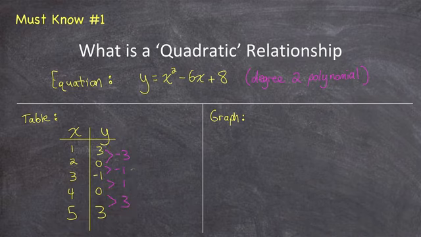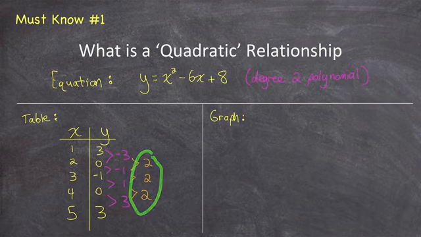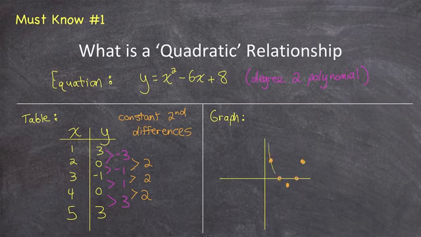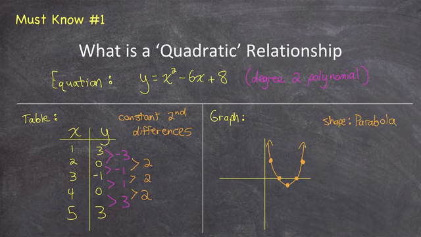But if I were to find the difference in each of these pairs, notice that the second column of finite differences is constant. And that's going to be true for any quadratic relationship. And now I'll plot each of these points from this table, and we'll see what the graph of a quadratic looks like. If I connect these points, I get this U-shaped graph, and that U-shape, we call it a parabola. All quadratic relationships form that parabola shape.